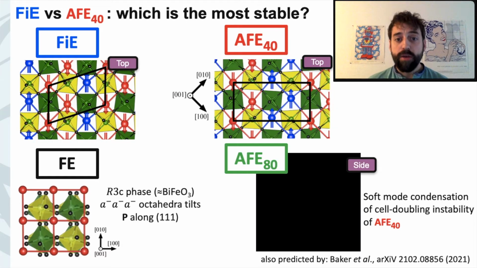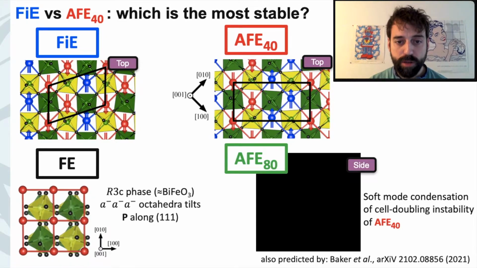In order to carry out a phase stability study, on top of the AFE40 and the ferroelectric phases, we included two more phases in the mix. First, we include in the comparison a simple ferroelectric phase, which we label FE, that you can see here on the bottom left. This phase has R3c symmetry and has the same structure as, for instance, the ground state of bismuth ferrite, with the polarization lying along the 1-1-1 direction.